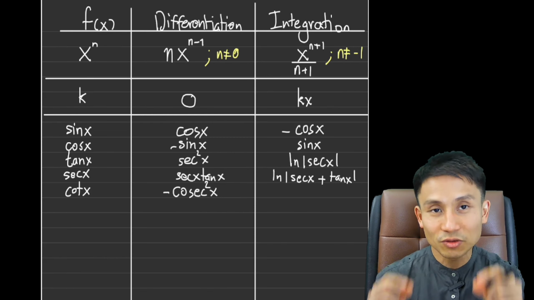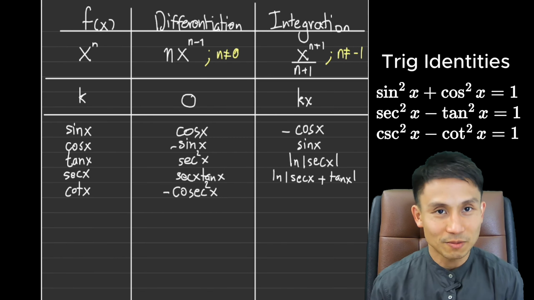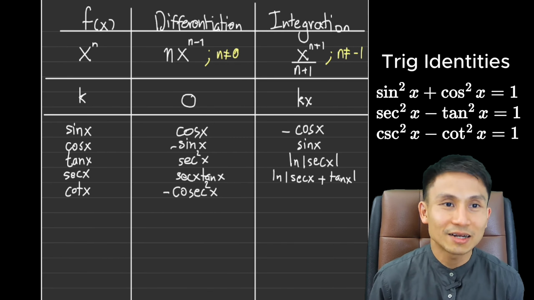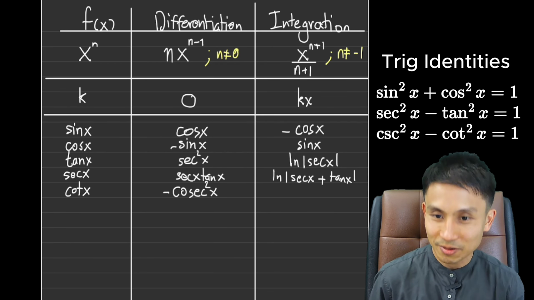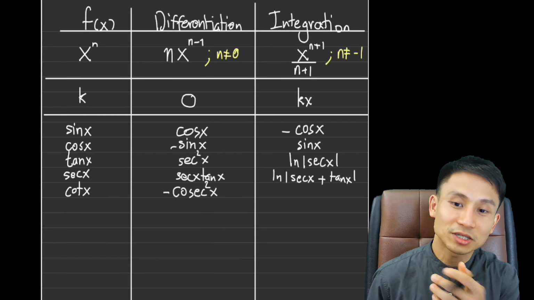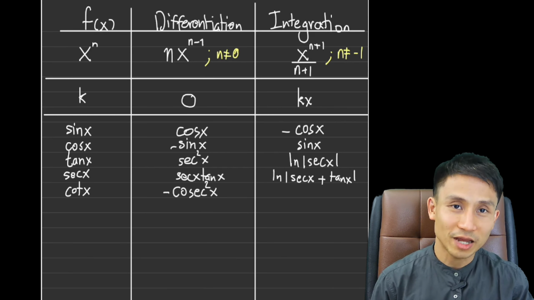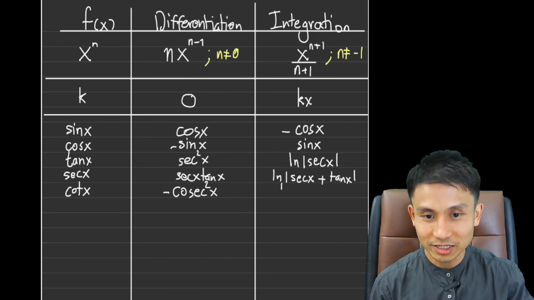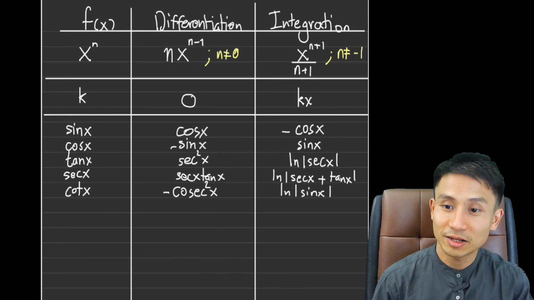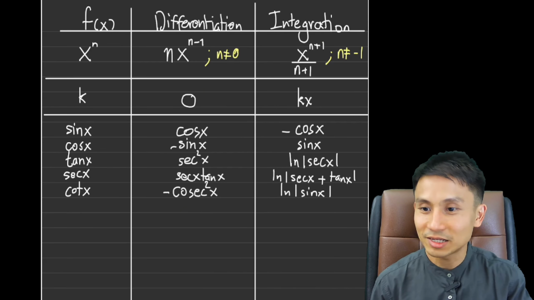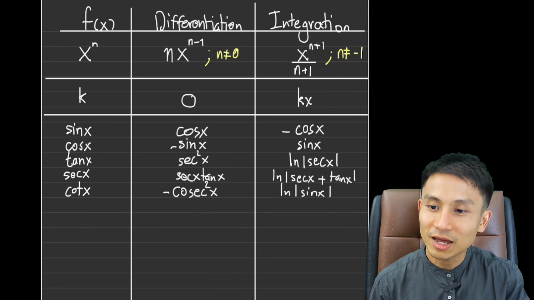And if you've learned the three trig identities, you know what I mean here. Because sec and tan are in the same identity, cot and cosec are in the same identity. The extra thing here is just we have a minus sign. The integral of cot x is not quite relatable. It is ln of sine x.